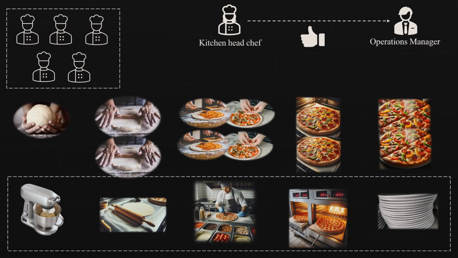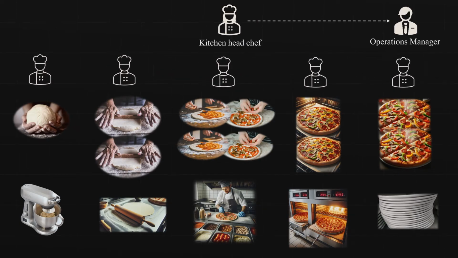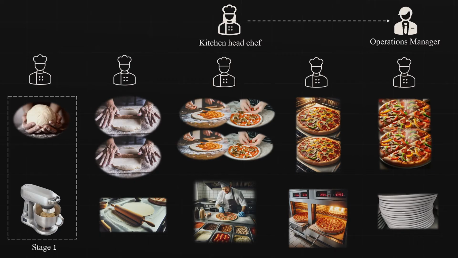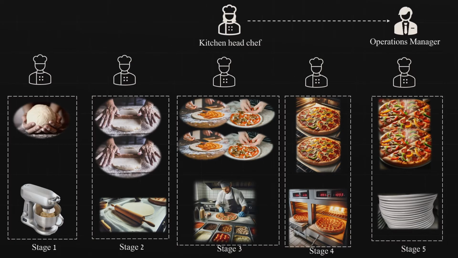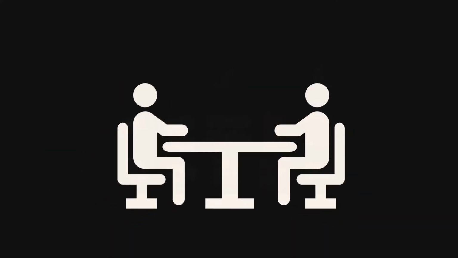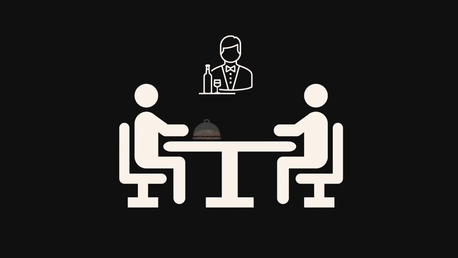Now it is the head chef who knows which particular line chef is best for which task. She assigns the respective tasks to the line chefs. Each line chef works on their assigned task, and the preparation of this pizza happens in stages. The plated delicious pizzas are delivered by the server to the two guests and they enjoy the pizza.